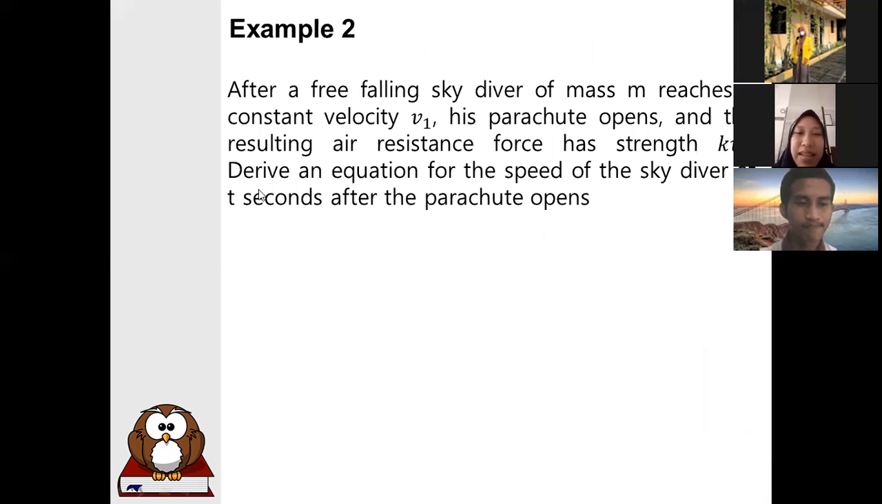Okay, Sabita, thank you. For example 2, after a free-falling skydiver of mass m reaches a constant velocity v1, his parachute opens, and the resulting air resistance force has strength kv. Derive an equation for the speed of the skydiver at t seconds after the parachute opened. Next.